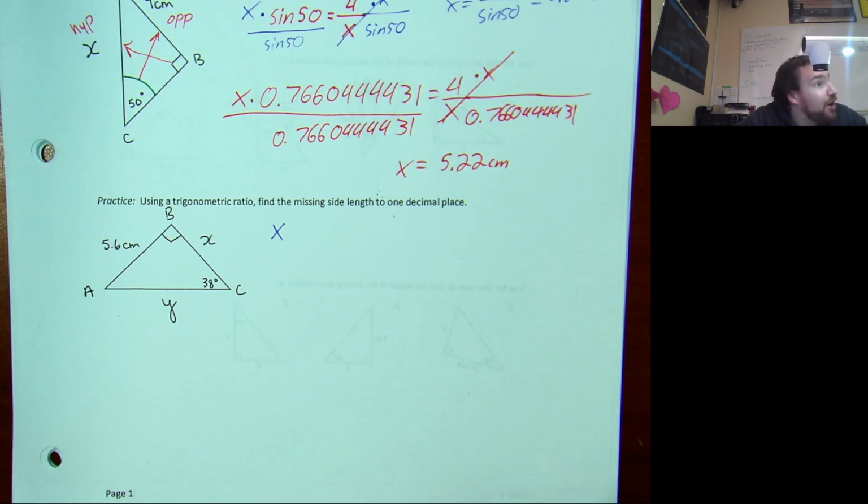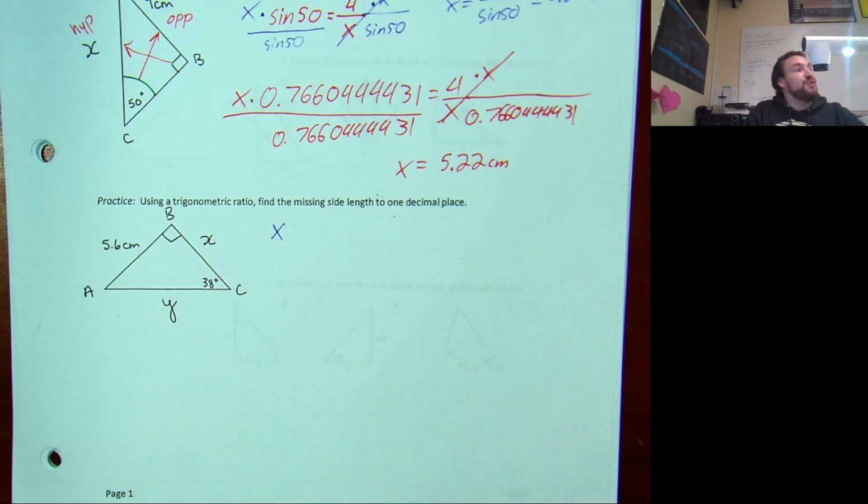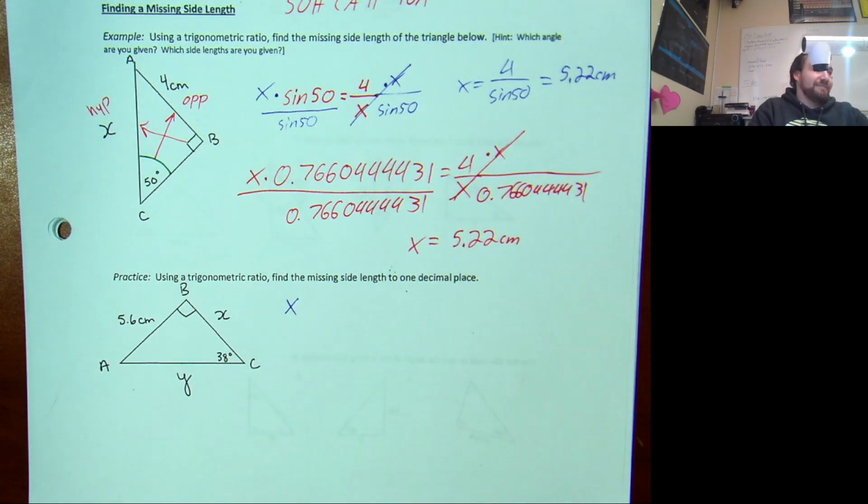Okay, so Carmen, if we're finding side x, what information do we have that might be useful to our quest? Think about how we just did the previous question.